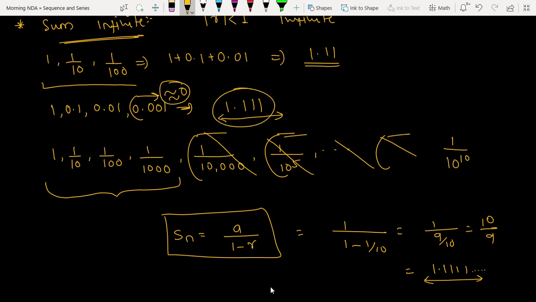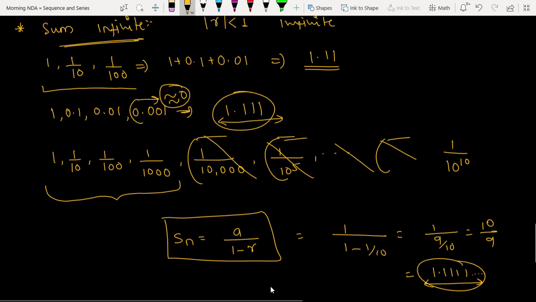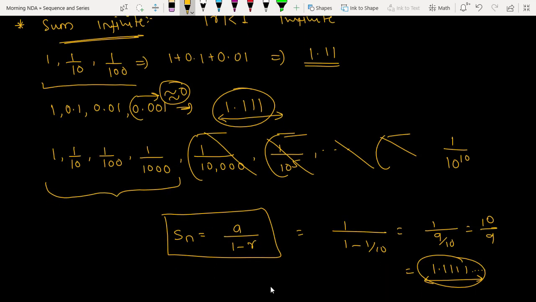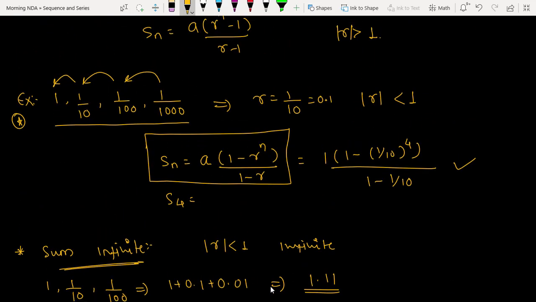Yes, sir. This part and this part are both the same. So the only thing you have to remember in this infinite sum is that higher powers are approximately equal to 0. That's why we have discarded them, and that's why the sum is coming like this, a upon 1 minus r. I will prove this formula here.